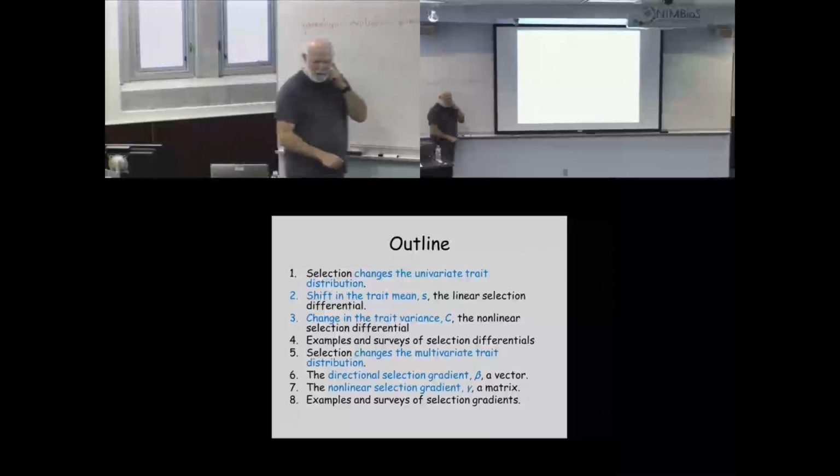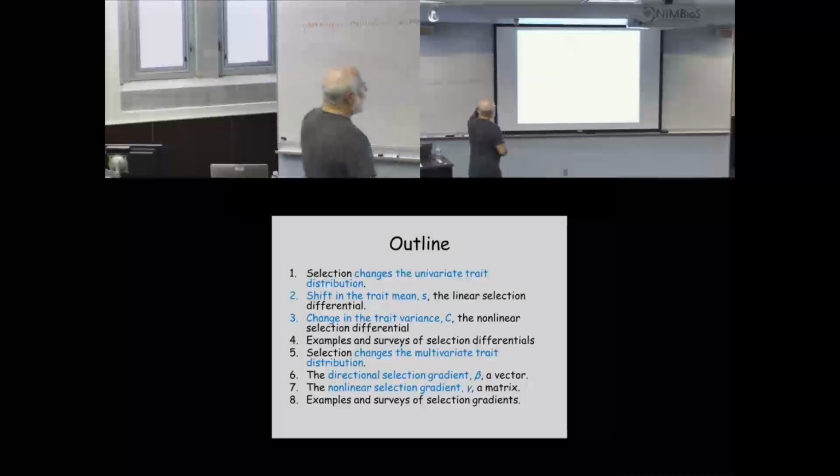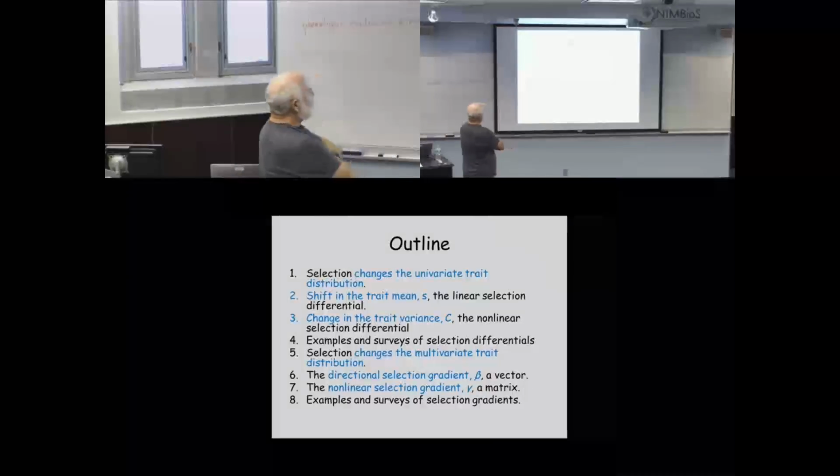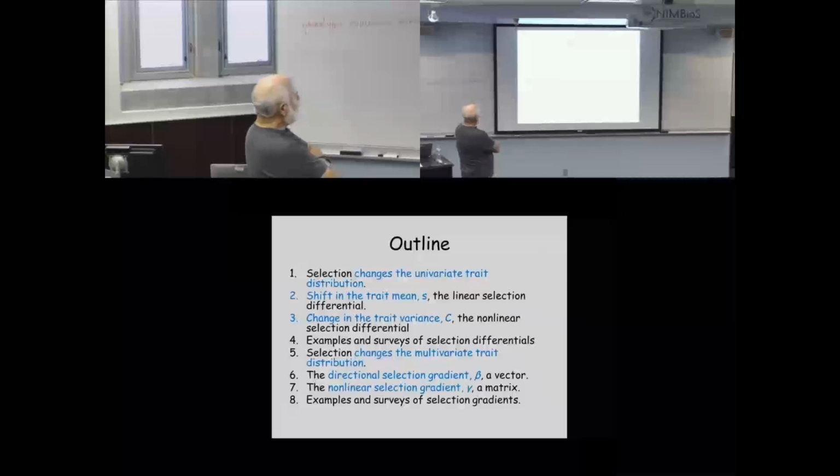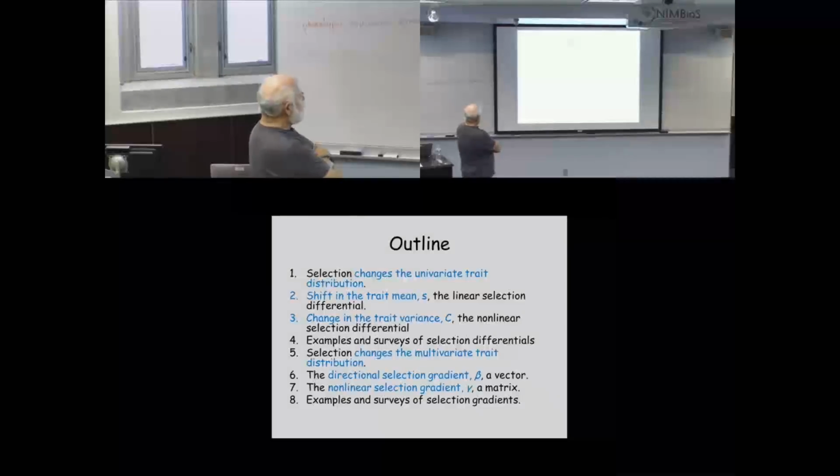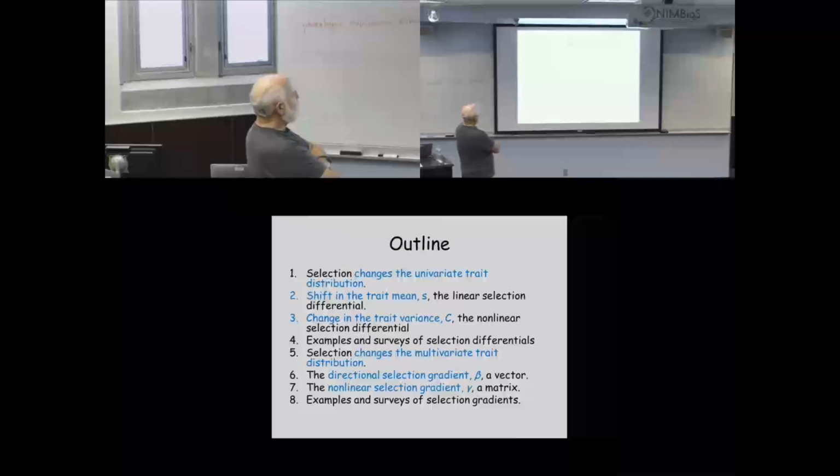Okay, so here's our outline. What we're actually going to do in topics is look at how selection changes the univariate trait distribution. I'm just going to show you some theoretical examples. We're going to introduce a couple of measures of selection: S, the linear selection differential, which is just the shift in the trait mean from before and after selection, and C, the nonlinear selection differential, which is the change in the trait variance from before and after selection. And we're going to look at examples and surveys of those selection differentials.